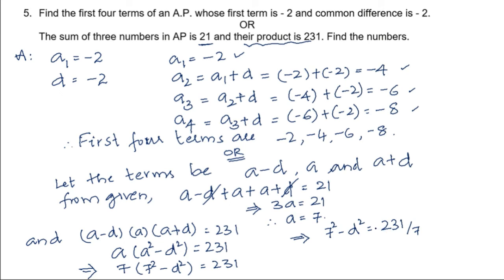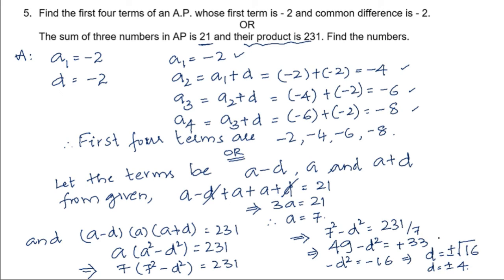This will be 49 minus d square equal to 33. So negative d square will become equal to -16. This implies d value is plus or minus root 16. So the value of d is plus or minus 4.